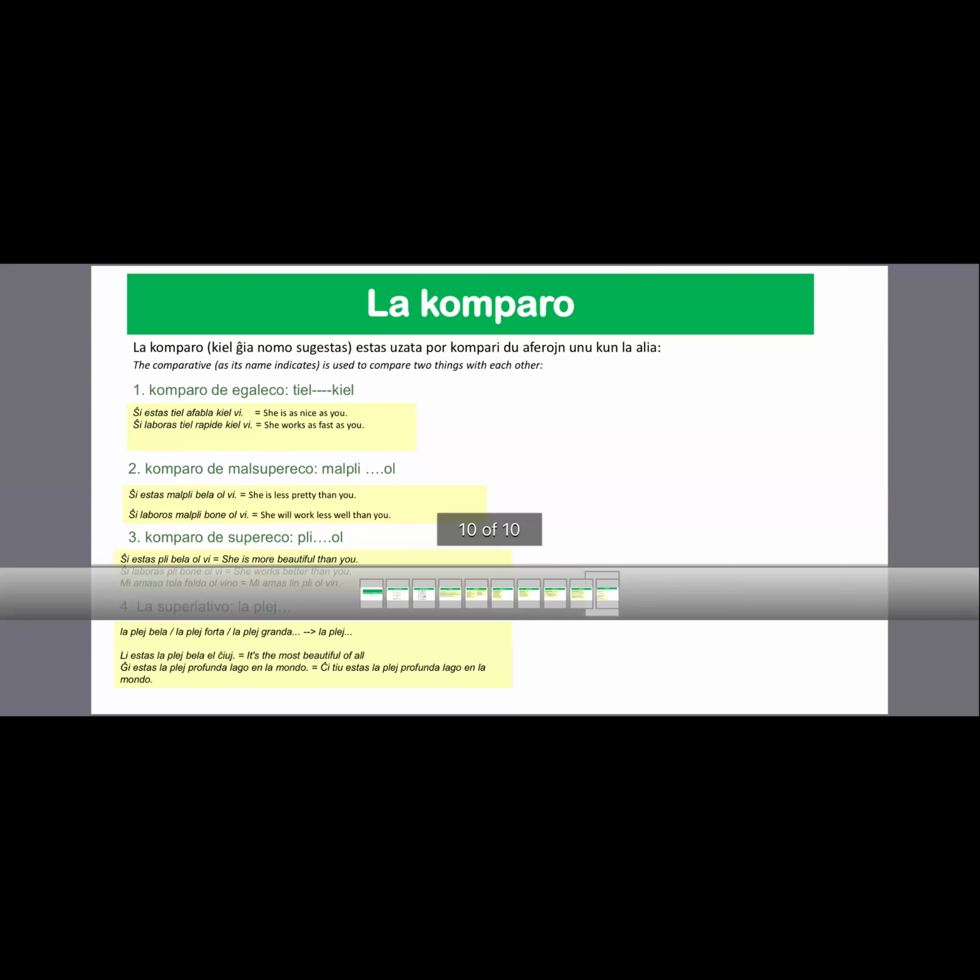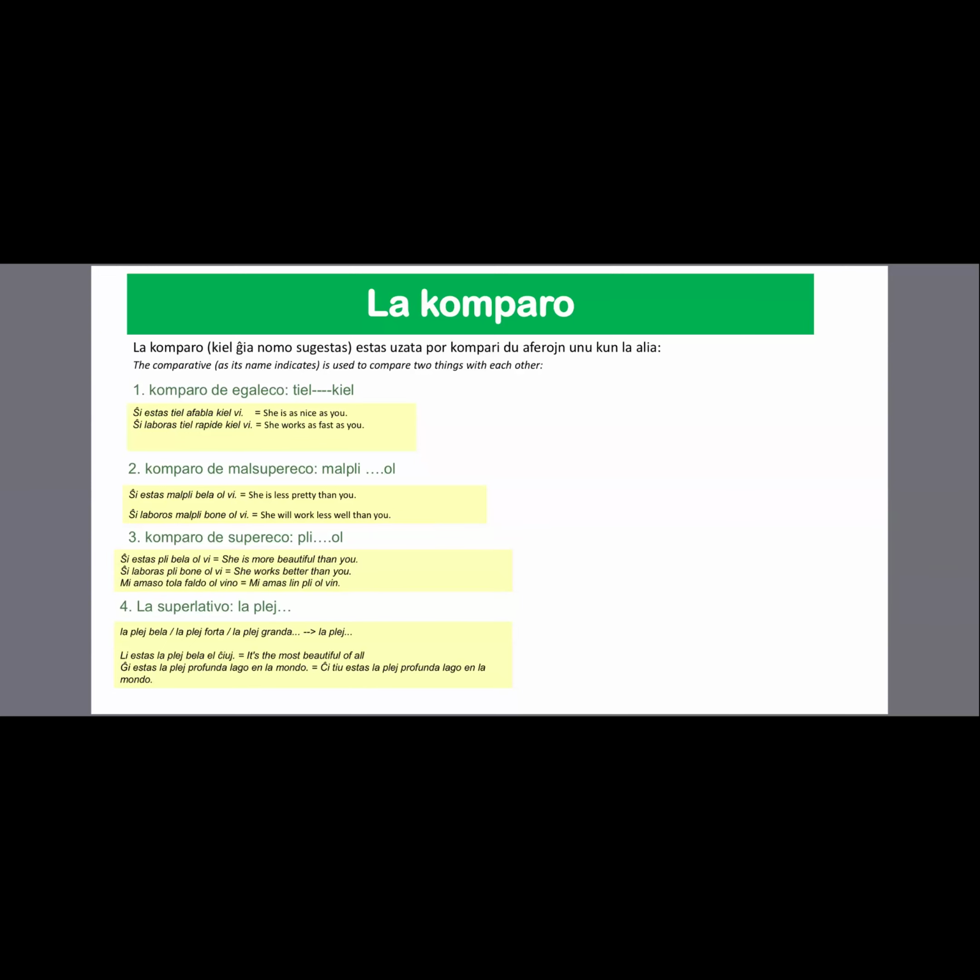For example, I can say la plej bela muzikisto, or la plej bela knabino, the most beautiful lady. Li estas la plej bela el ĉiuj. He is the most beautiful of all. Ĝi estas la plej profunda lago en la mondo. It is the deepest lake in the world. The most, you can see that this is the comparison, but it has the highest degree. So, guys, with this comparison, I hope that we'll try to recap maybe next week.